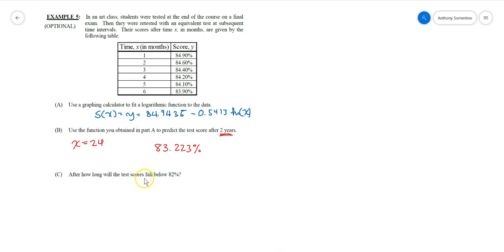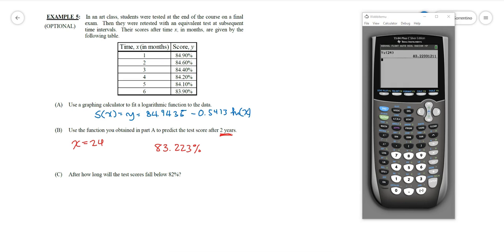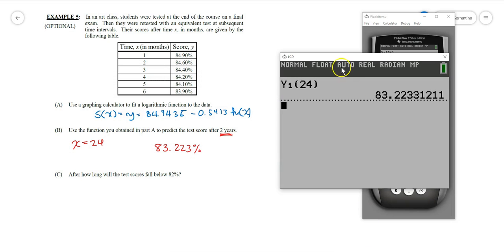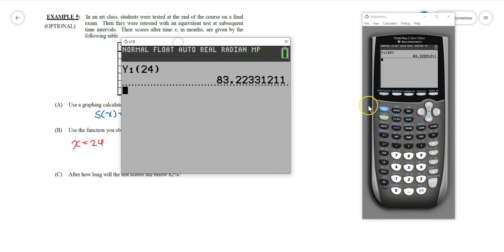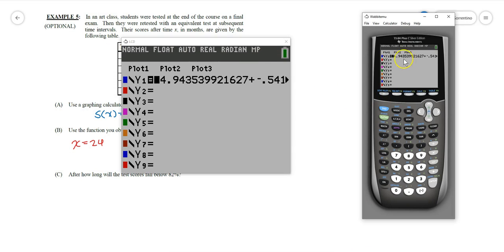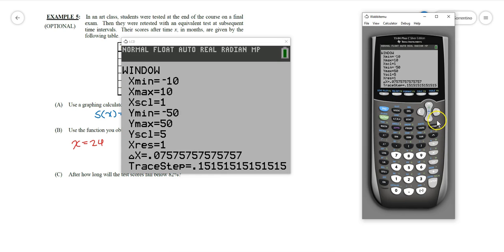As far as when it was going to fall below 82%, I could do that graphically. And we've talked about this earlier in the course as well, but I could do this graphically just by saying, okay, I have this graph here, which is going to be the function itself. I want to see when does it become 82? And so again, I might want to set my window so I can see what's going on here.